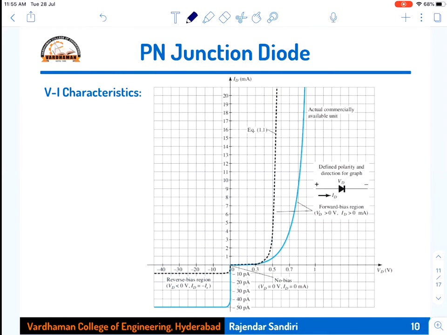So for germanium, what is that? 0.3. That's why the dotted line is for germanium. The blue color line is for silicon. Silicon goes up to 0.7, whereas germanium just crossed 0.3, and from there itself it is increasing. So these two are the graphs.